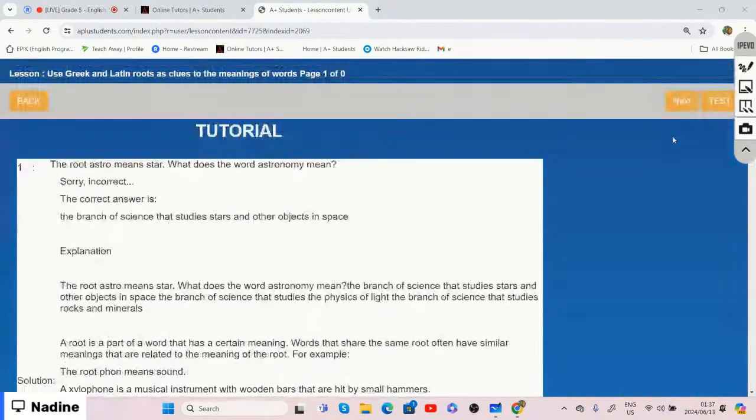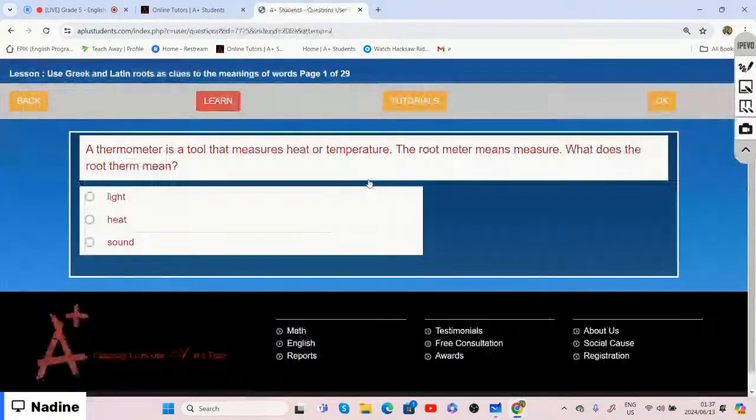If we go into our test, right, it says we need to use Greek and Latin roots as clues to the meaning of words. It says a thermometer is a tool that measures heat or temperature, right? The root meter, sorry, means measure. Then what does the root therm mean?